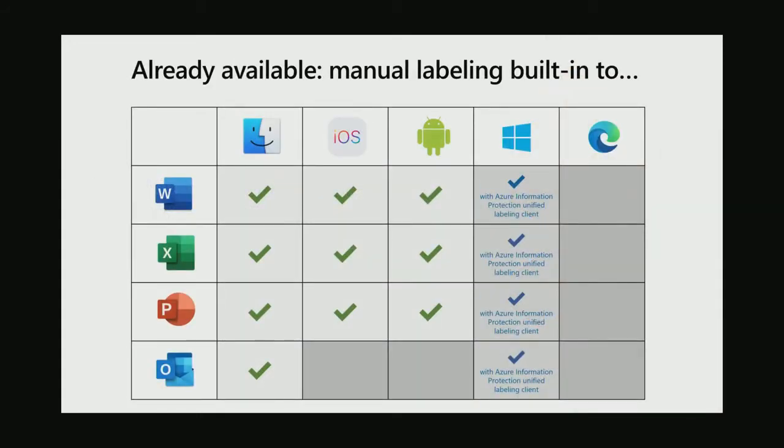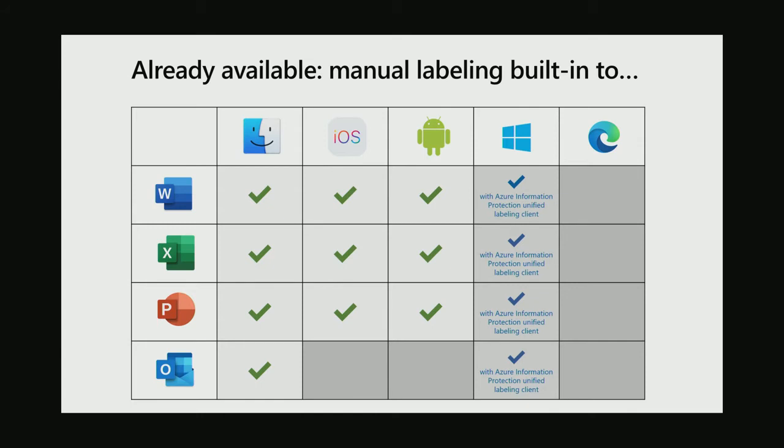If I go back in time to January, we released the first set of built-in manual labeling capabilities in the Office apps. At last Ignite, I was on stage and I showed demos of Mac, iOS, Android, Word, Excel, PowerPoint apps having sensitivity labels built in, and Outlook on Mac as well. On Windows, we didn't have anything built in at the time, but we do have the Azure Information Protection add-in for Office, the client, which you could use for sensitivity labeling in Windows.